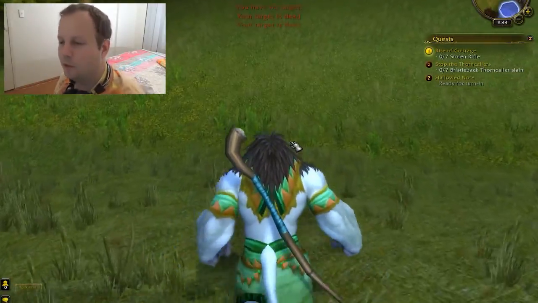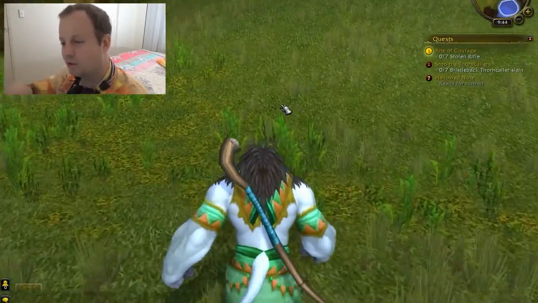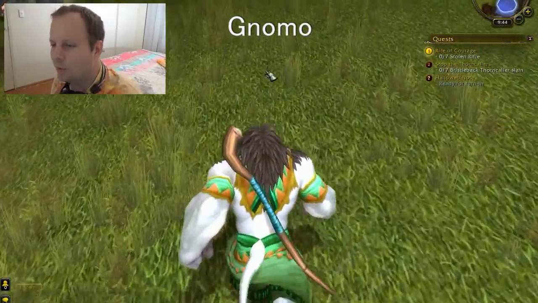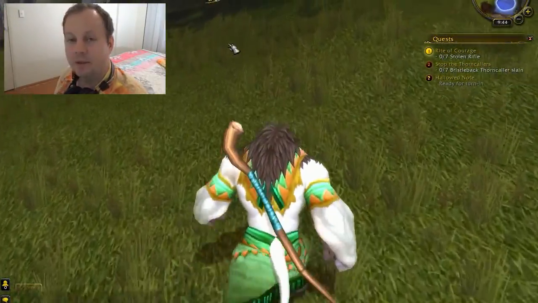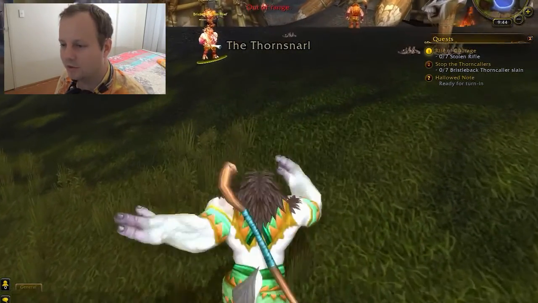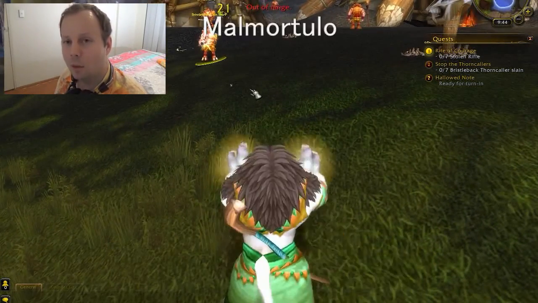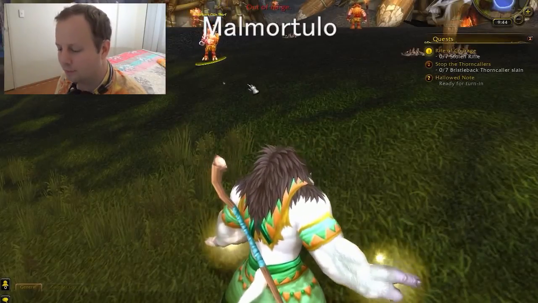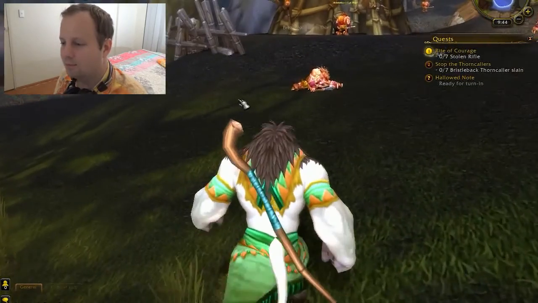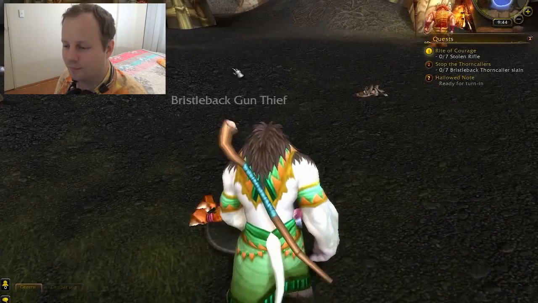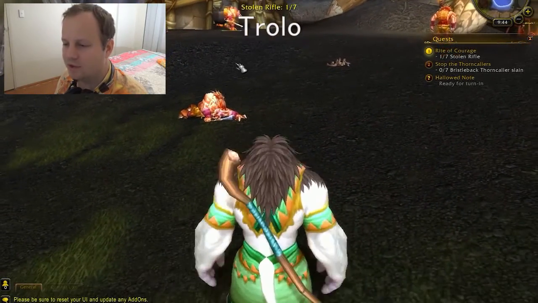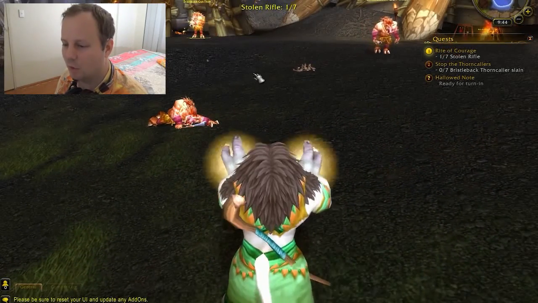So what was the word for gnome? It was gnomo. And what was the word for undead? Let's get a little bit closer to this guy. It was Malmortulo. And what was the word for troll, for instance? It was Trollo. And as you can see, we're collecting stolen rifles at the moment.